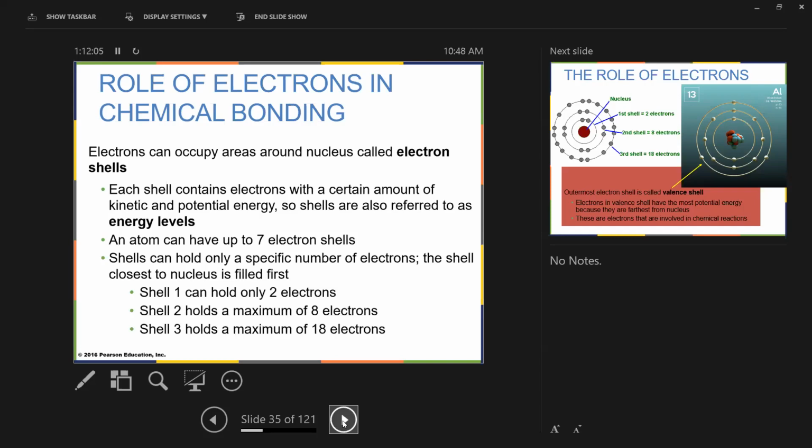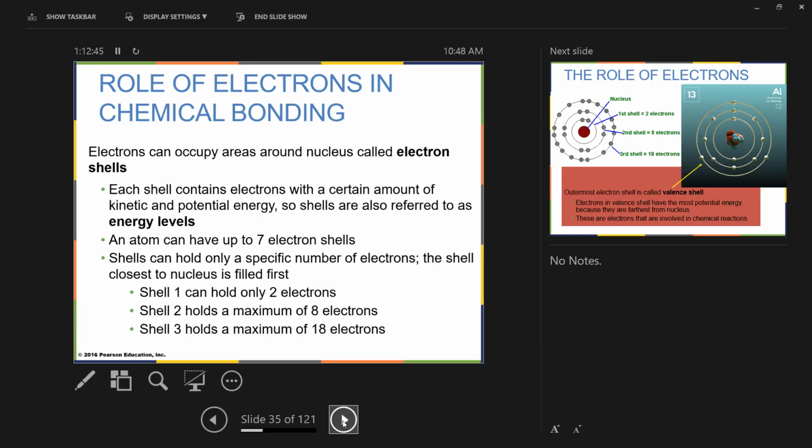Now we can think of these shells as energy levels too. So in the first shell you would see lots of kinetic energy, little potential energy, because it's spending so much power to stay out of the nucleus. An atom can have seven electron shells that we know of, and each shell will fill up as there are more electrons in the atom.